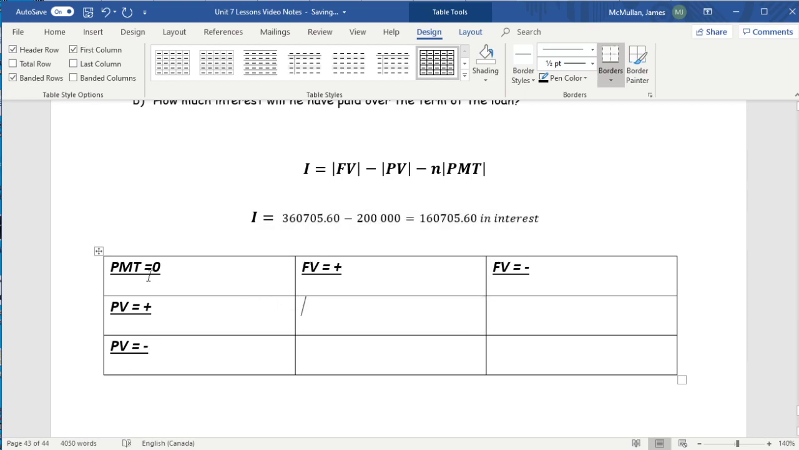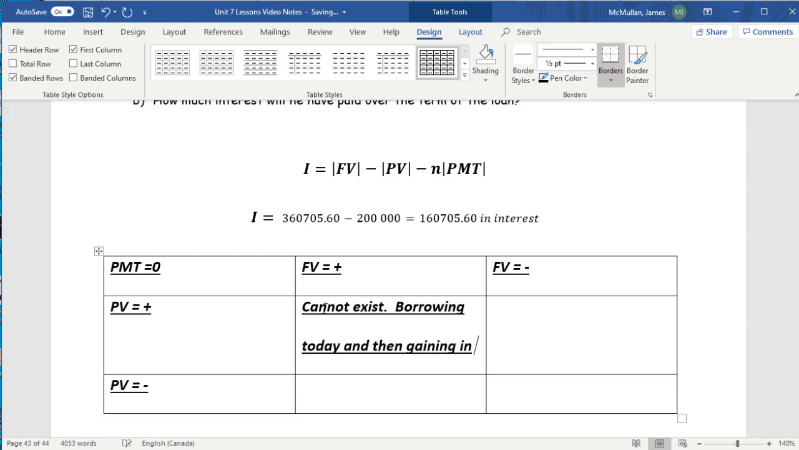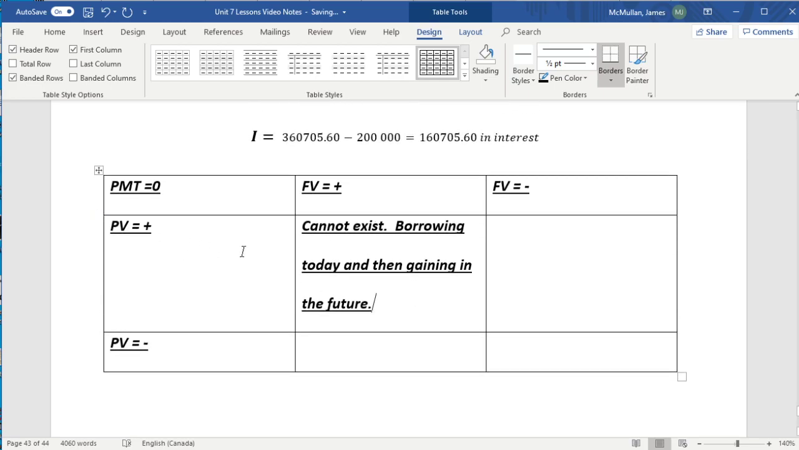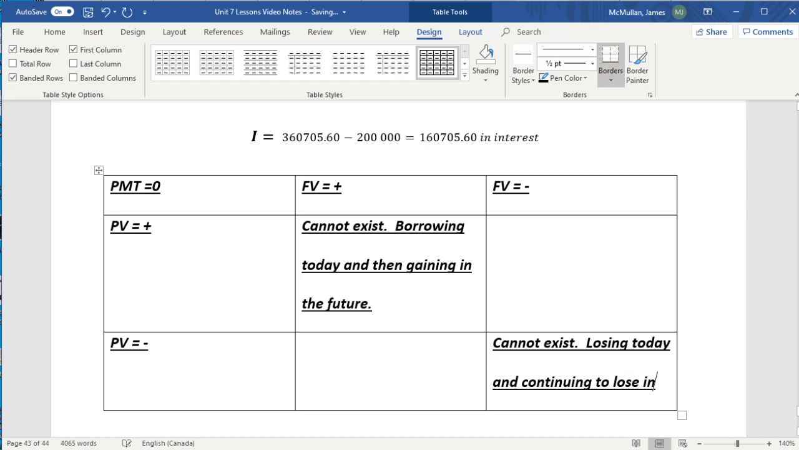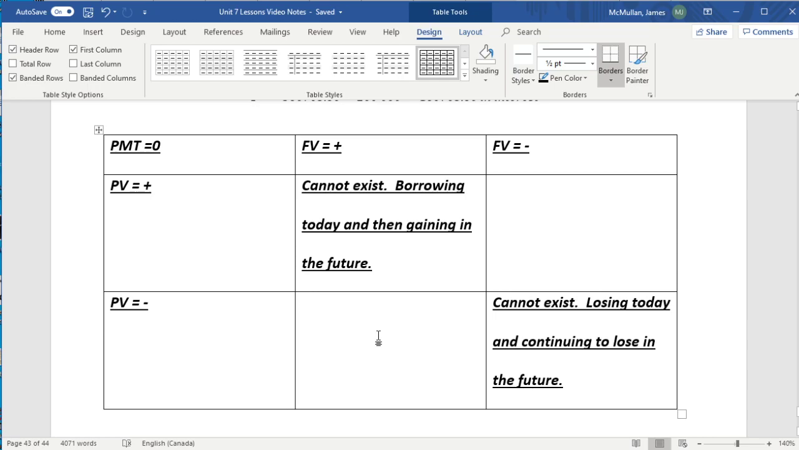In a situation where future value is positive and present value is positive and payment is 0, this cannot exist. Because this would be like borrowing today and then gaining in the future. You can't do that. Just like this one, this would be cannot exist. Losing today and continuing to lose in the future. Make sure I understand this right before I say this. This isn't the way I was thinking of organizing it, but anyway.